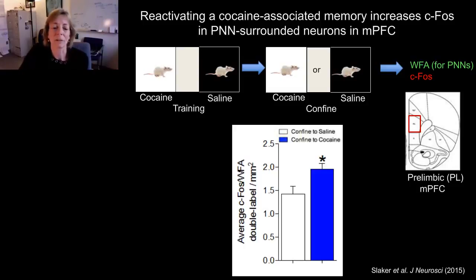What she found was she measured the CFOS cells that were surrounded by perineuronal nets, and you can see in the white bar, these animals were confined to the saline side, but the blue bar shows the animals confined to the cocaine side, and that you see a greater activation of CFOS neurons in the prefrontal cortex that are surrounded by perineuronal nets. So it looks like a cocaine memory does activate these neurons that are surrounded by nets.